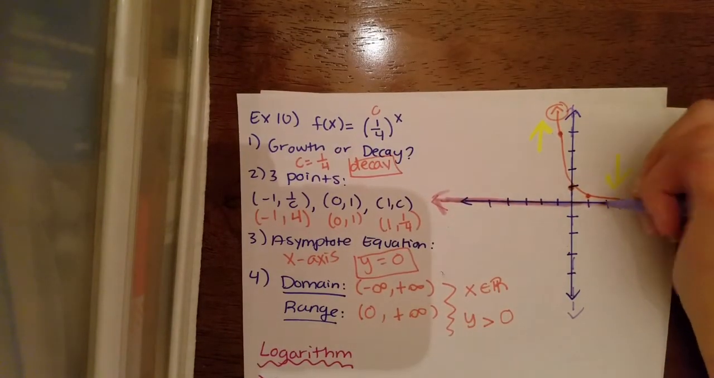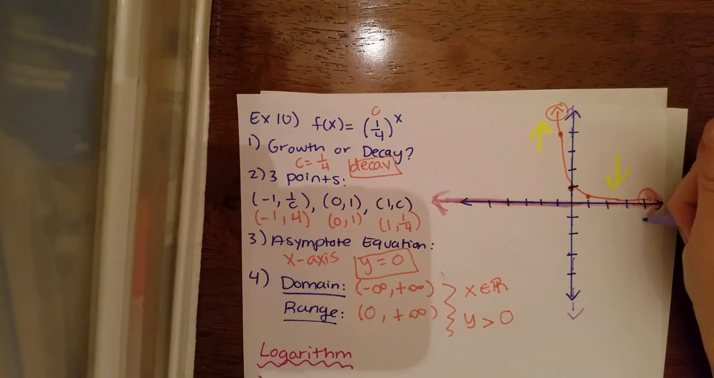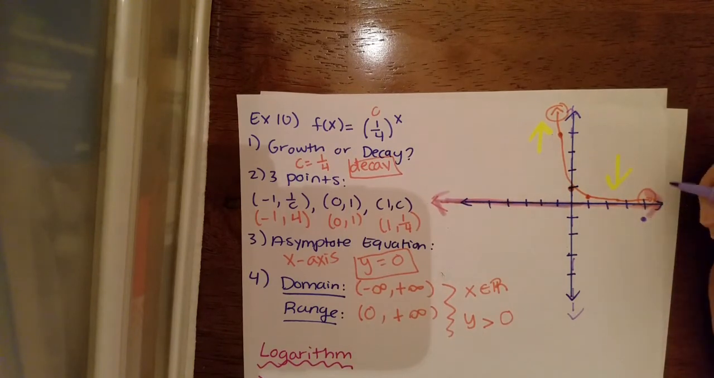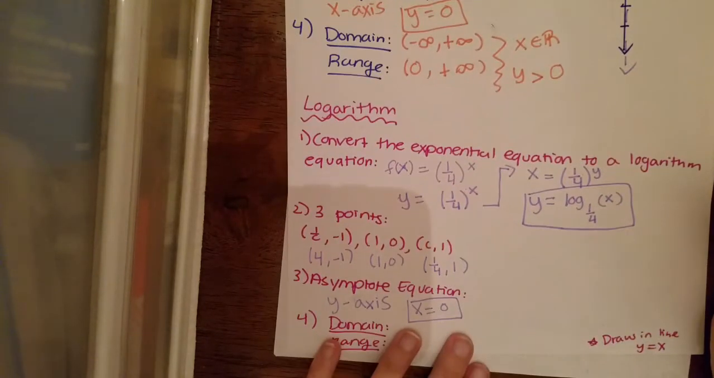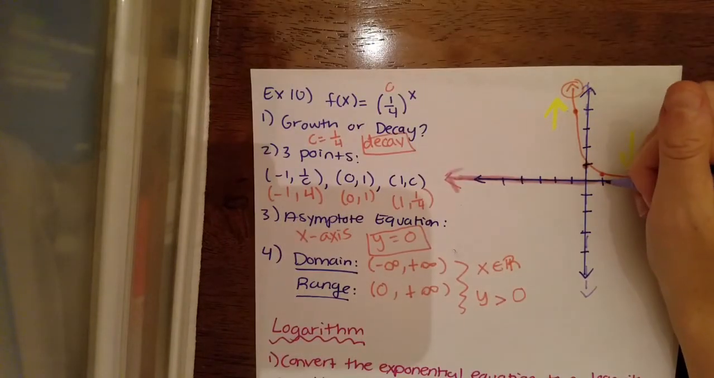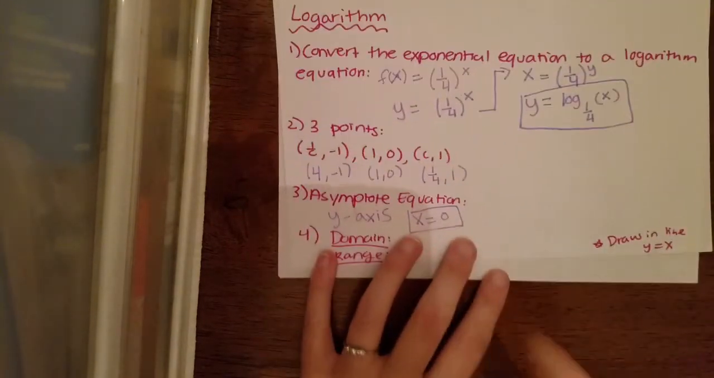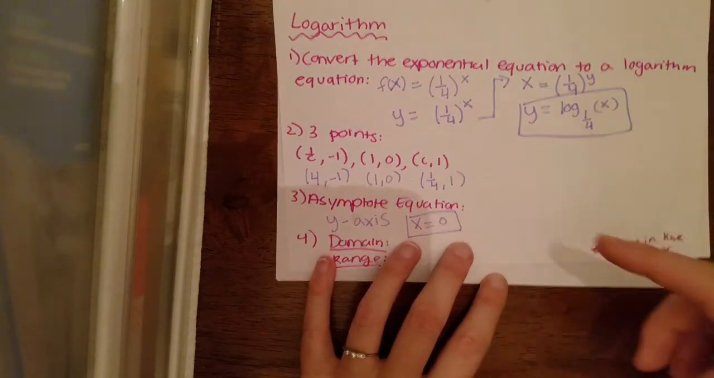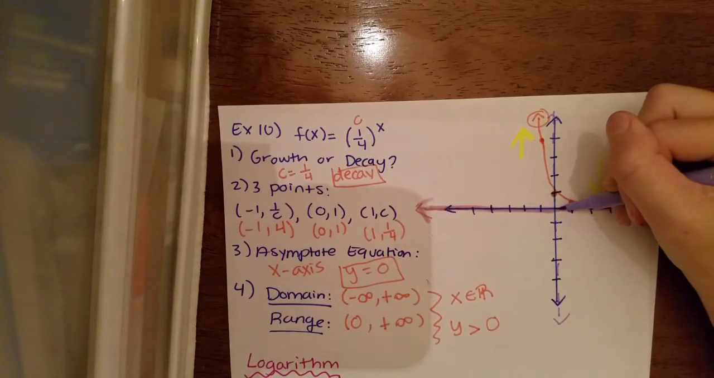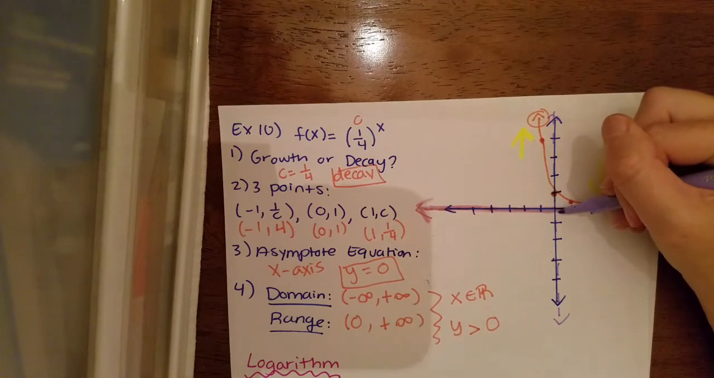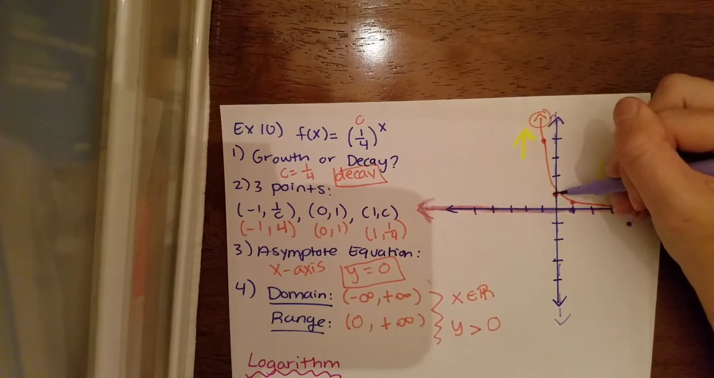Alrighty, so my first point is at (4, -1), so I'm going to graph that first. So we're at (4, -1). My next point is at (1, 0), so that will be my next point. Bam! Alright, and then my final point is going to be at (1/4, 1). So I'm just going to go out a smidge on the x to about 1/4, and then go up 1.